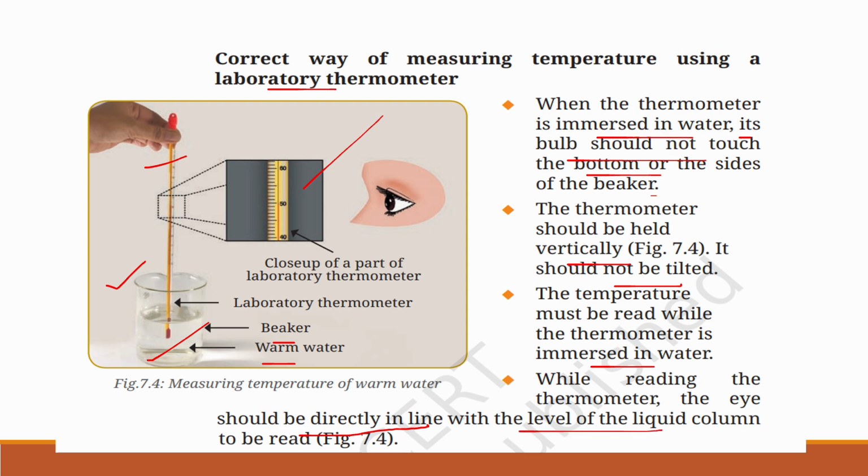So when the thermometer is immersed in water, keep the bulb away from the sides and bottom of the container. Also, how to read the temperature? You have to position your eye at the same level as the liquid in the thermometer. The thermometer should be held vertically and it should not be tilted. Also, the temperature must be read while the thermometer is immersed in water.